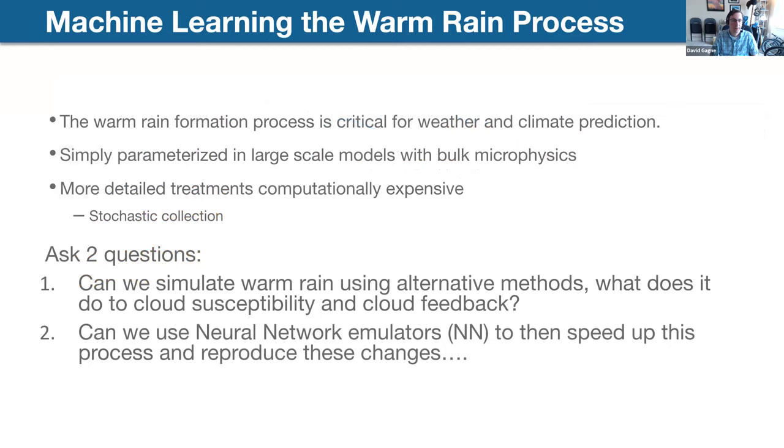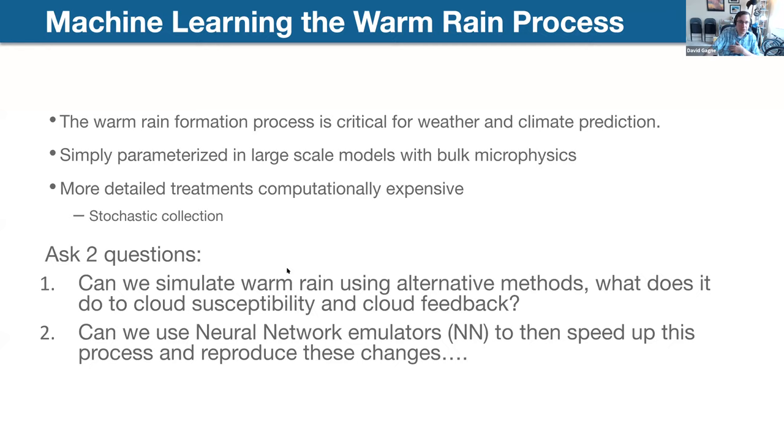Our next problem is machine learning and the warm rain process. So this is our microphysics challenge. The warm rain process is critical for weather and climate prediction, and is simply parameterized in large-scale models with bulk microphysics. Basically, we try to represent the entire distribution of water drops and ice crystals as a gamma distribution. We can use more complicated distributions, but they're much more computationally expensive because you have to store that many more variables and model all their interactions. So we wanted to see if we could use machine learning to emulate these more complicated microphysics schemes and run closer to the speed of the original bulk approximation.